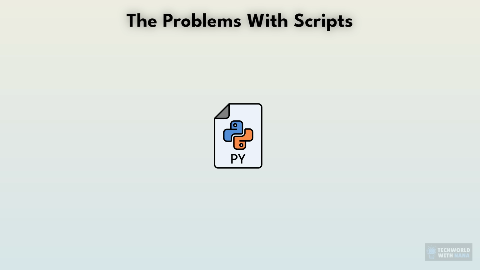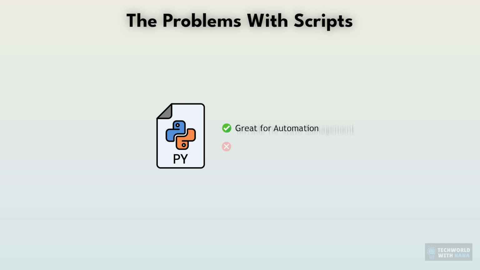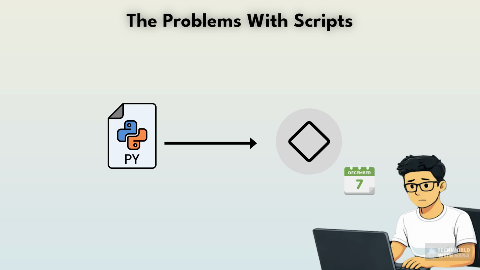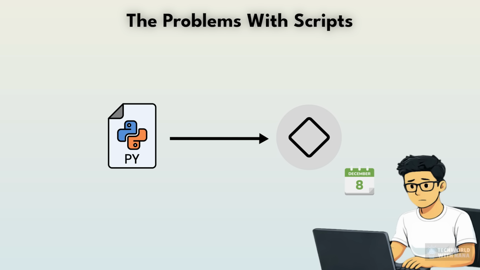So you're automating everything with Python scripts. Everything looks great, but you quickly learn that scripts are great for automation, but terrible for state management. Let me explain what I mean. You write a script that creates an EC2 instance. You run it, great, you have a server. The next day, you run the same script again.